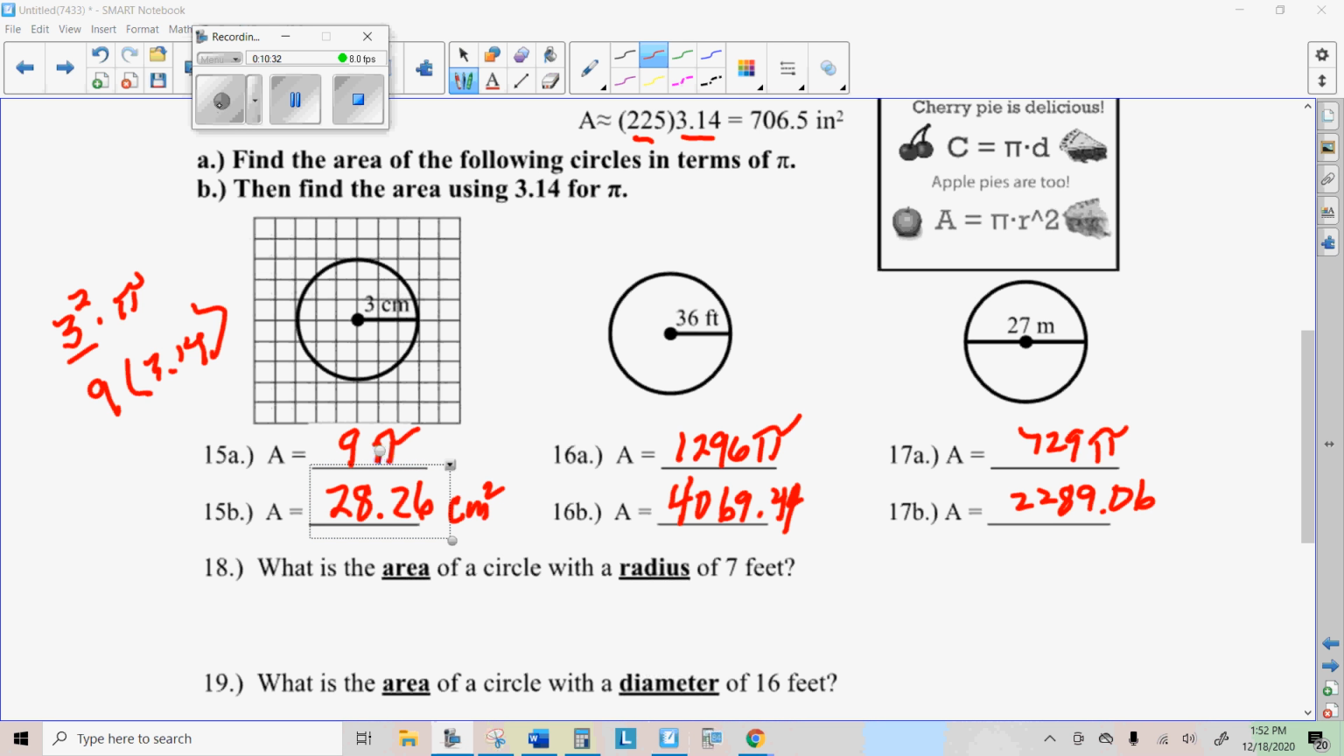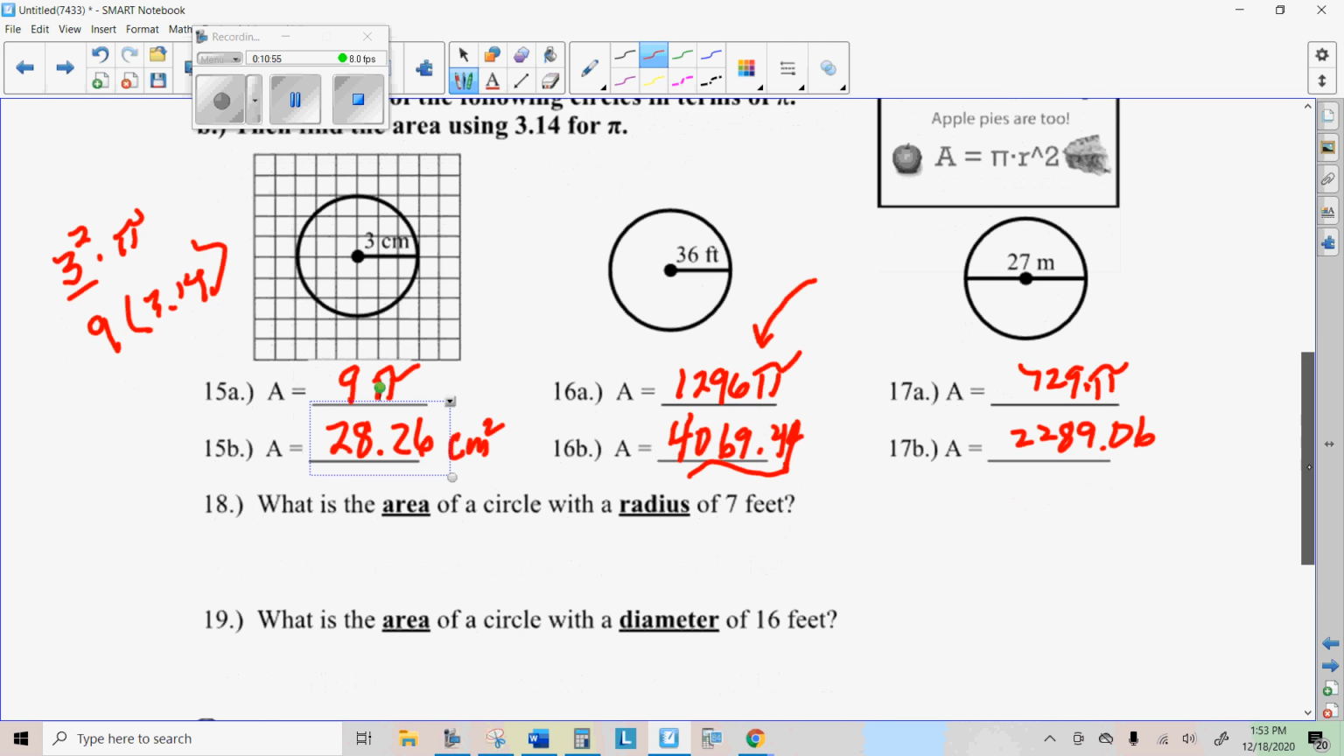All right, so here are my answers. Just a reminder that when you do it in terms of pi, that means times pi, right? And we don't put the symbol in there. The other thing about that in terms of pi, a lot of my 8th graders like that because that saves them one step from having to do this. And the answer is more exact, okay?